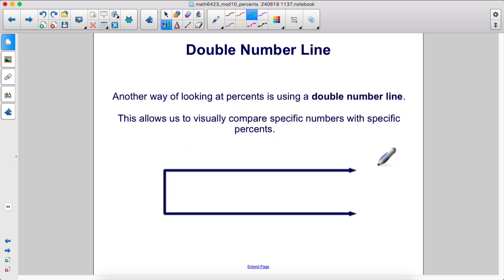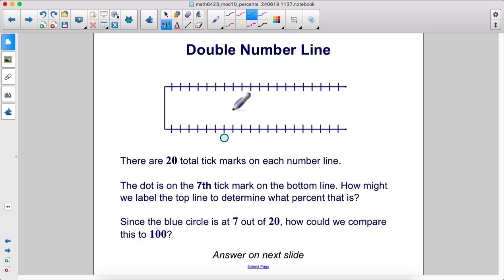Another way of looking at percents is by using a double number line. This allows us to visually compare specific numbers with specific percents. There are 20 total tick marks on each number line. The dot is on the 7th tick mark on the bottom line. How might we label the top line to determine what percent that is?